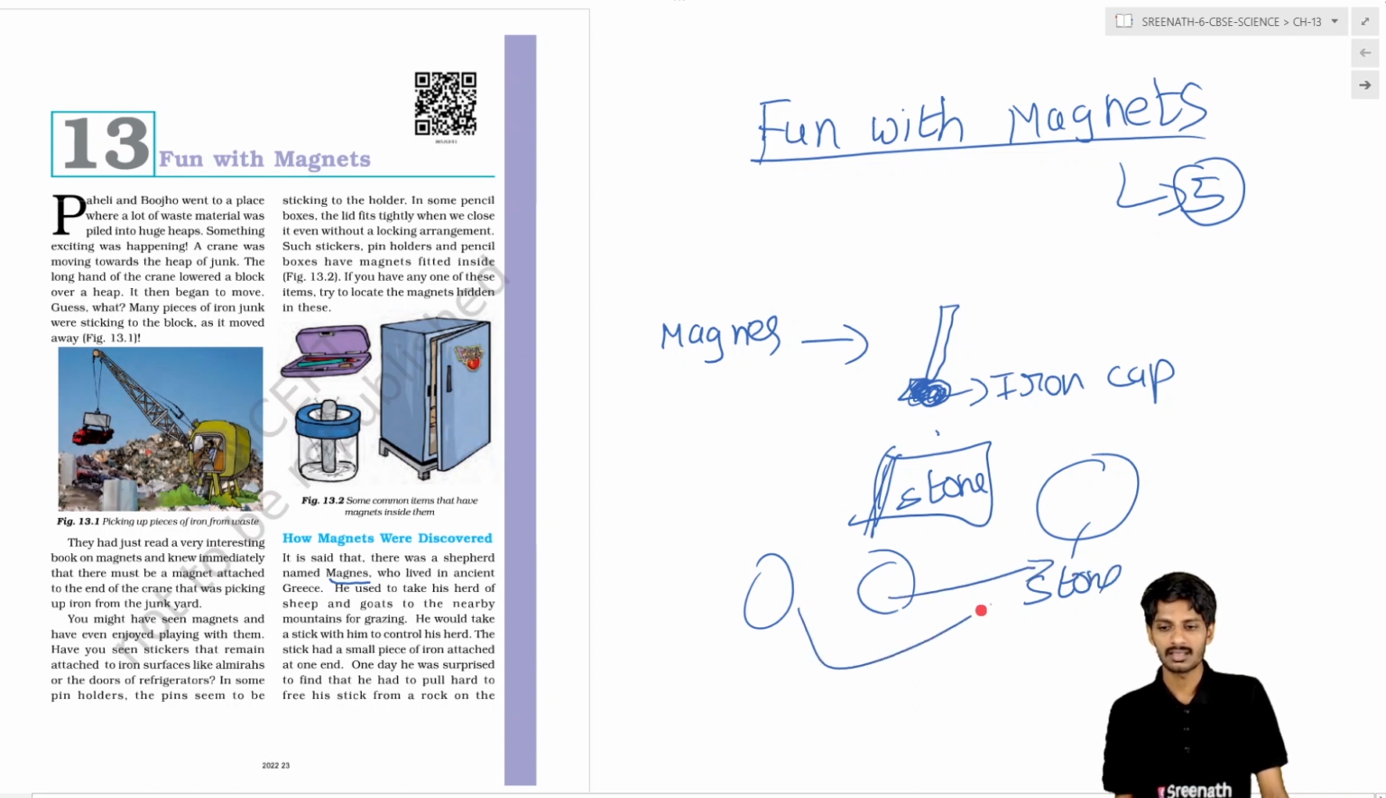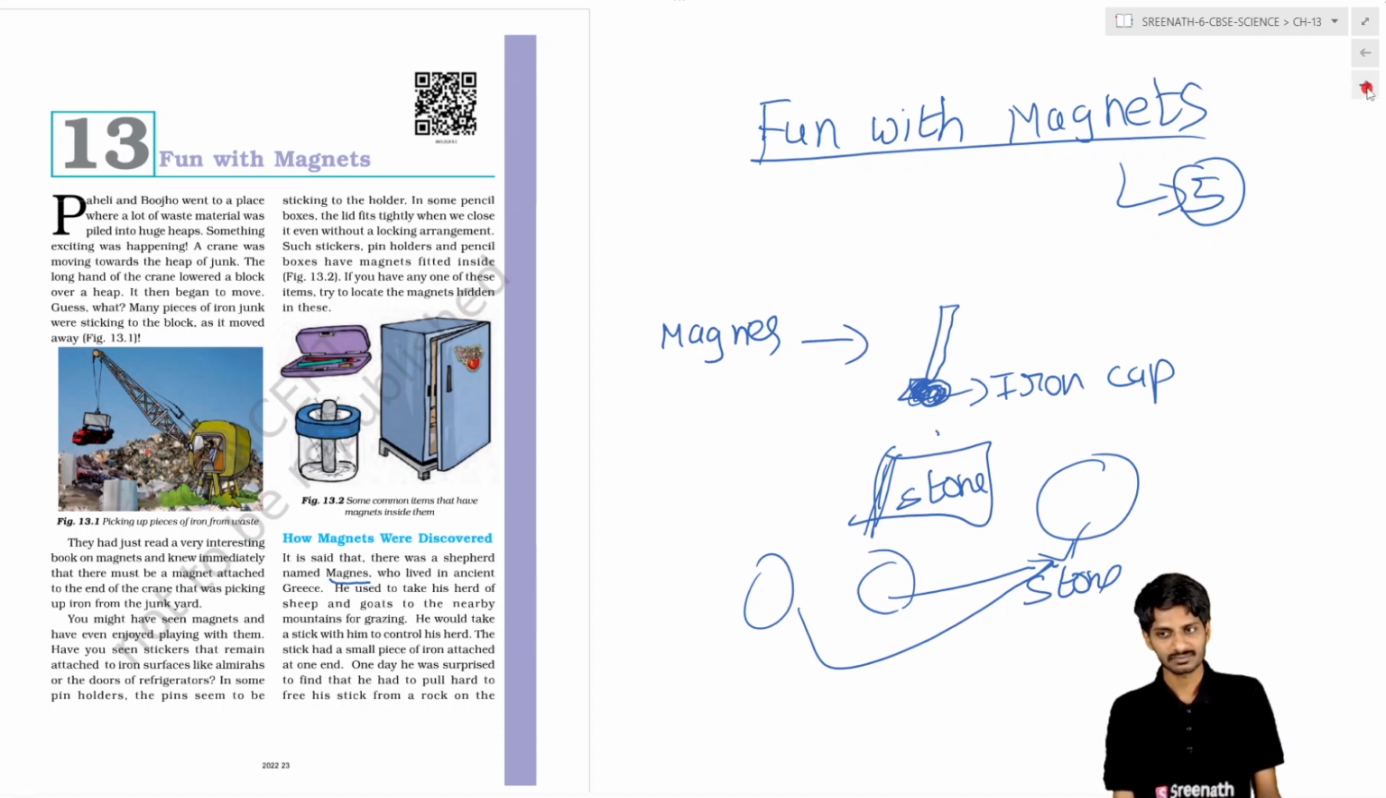All these are stones around, but it is stuck to only one particular stone. Why is it sticking? Then he finally discovered that it is the stone which has magnetic properties or magnetic material. Basically, this stone has the property of attraction. What is the property called? Attraction, because it is attracting this iron cap. For that reason, the iron cap is stuck to the stone.